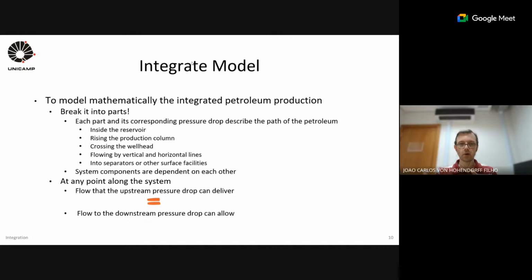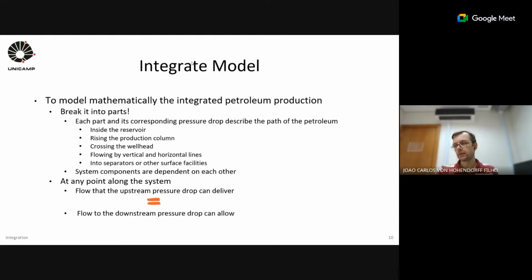Remember, I was working with pressure drop along the whole system. So at that point, I need to guarantee that what is possible to be delivered above this point needs to be the same. That is the required pressure I need.